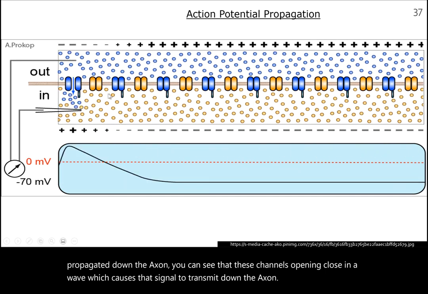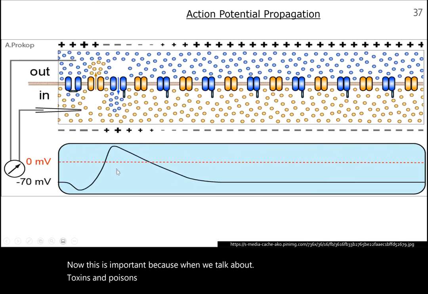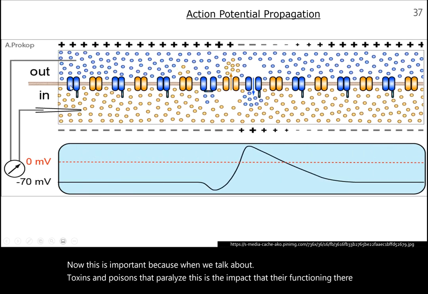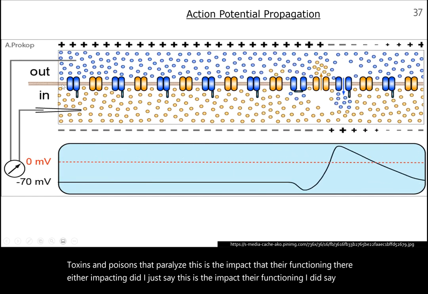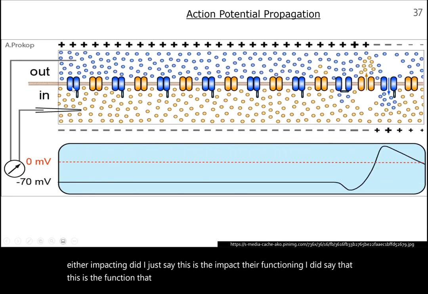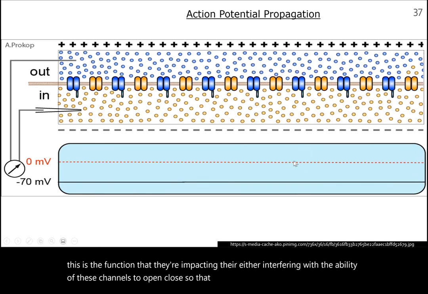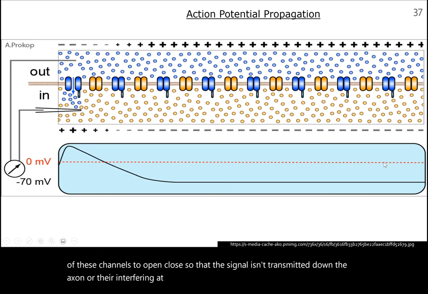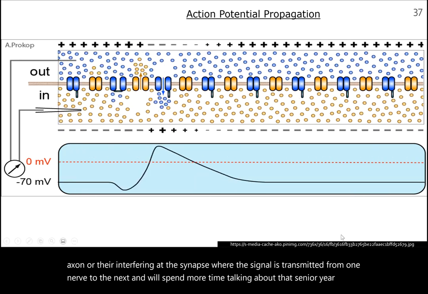Now, this is important because when we talk about toxins and poisons that paralyze, this is the function that they're impacting. They're either interfering with the ability of these channels to open and close so that the signal isn't transmitted down the axon, or they're interfering at the synapse where the signal is transmitted from one nerve to the next. And we'll spend more time talking about that senior year too. It's actually pretty cool.